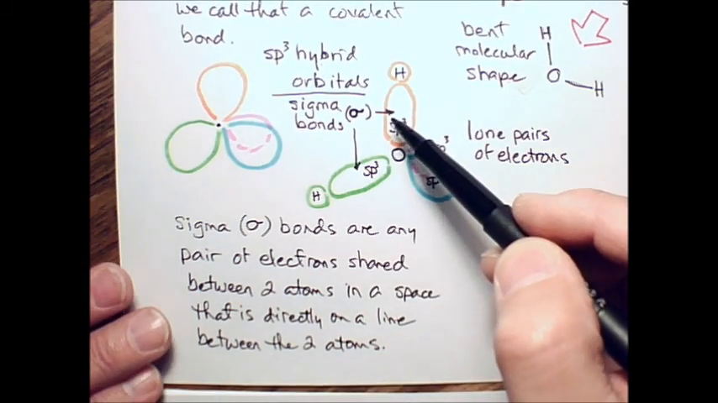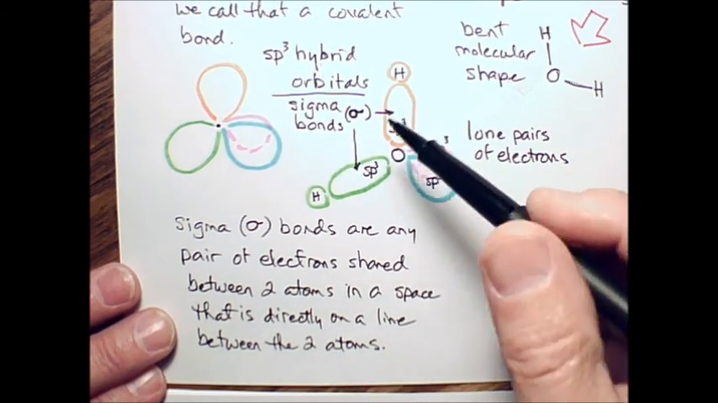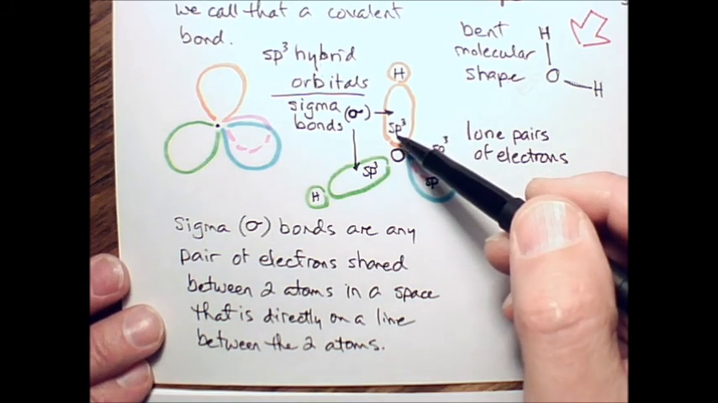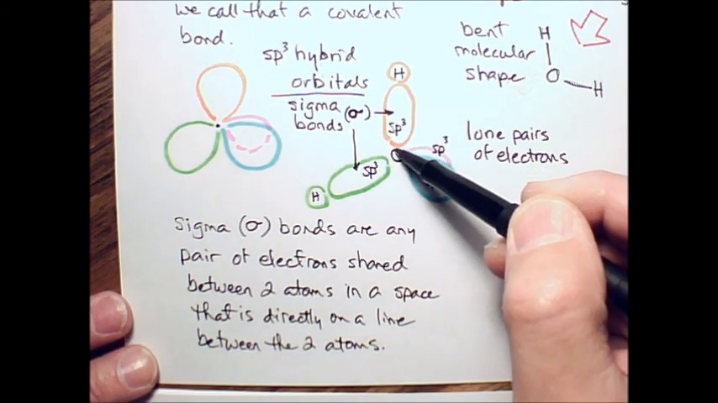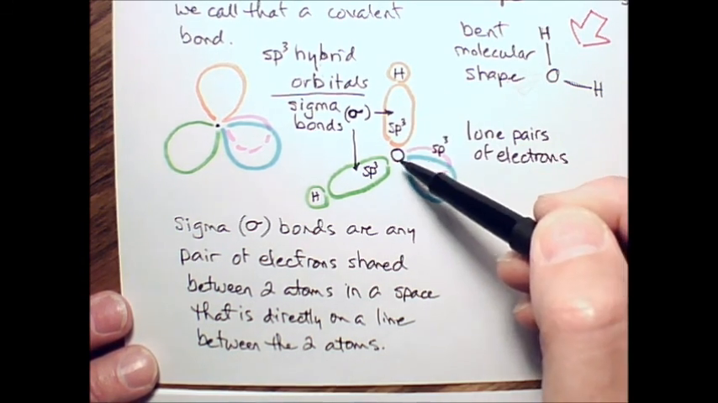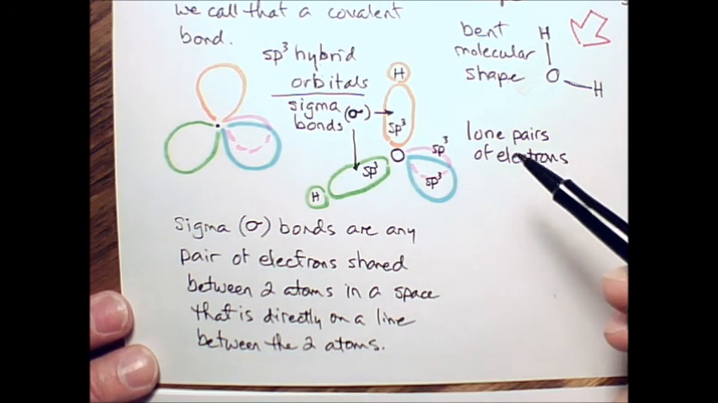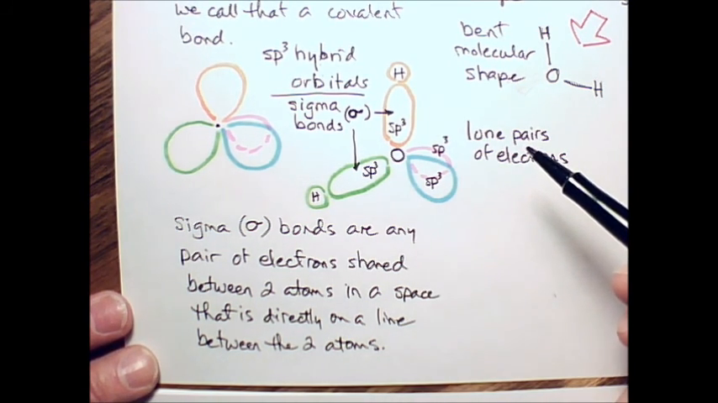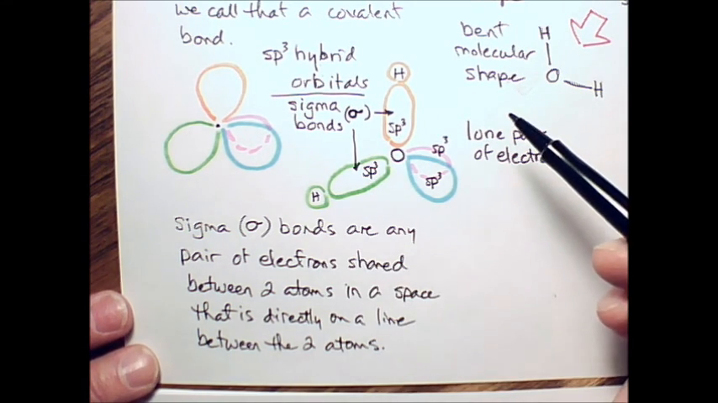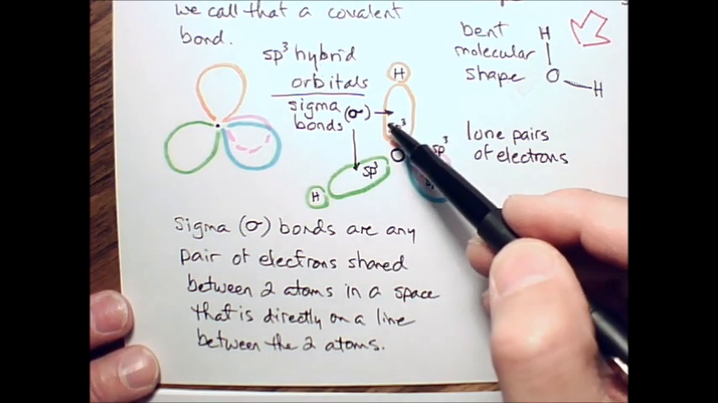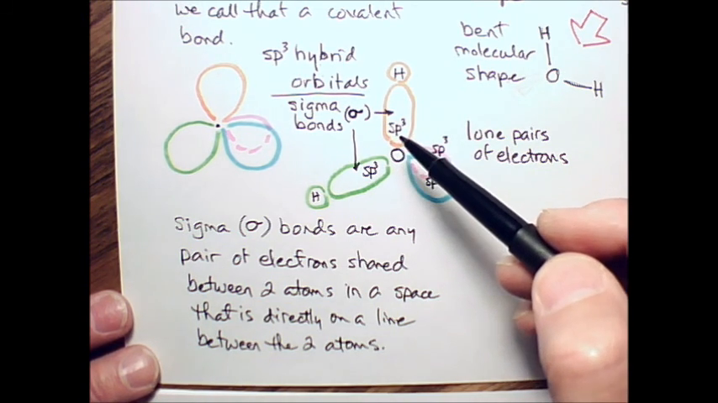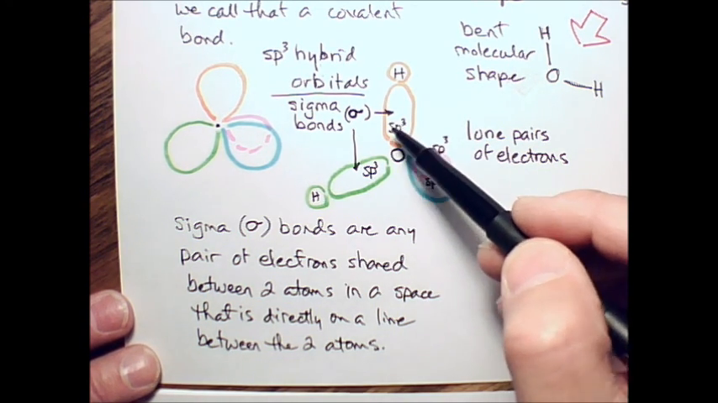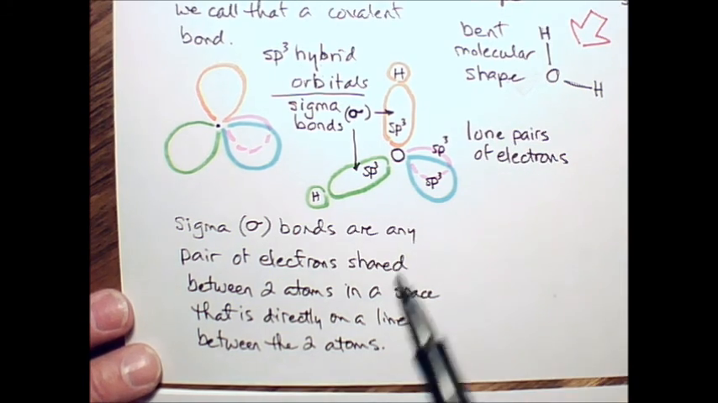Any sharing of an orbital, any sharing of electrons, where the electrons are shared in a space directly on a line between two nuclei, that bond is called sigma. That's a sigma bond. Anytime you share two electrons in a space directly on a line between two nuclei, that's a sigma bond. Okay, so it's sharing an orbital and sharing electrons. Same thing in this space. Okay?